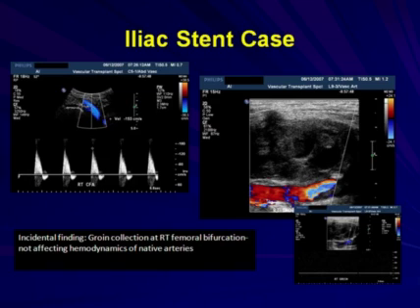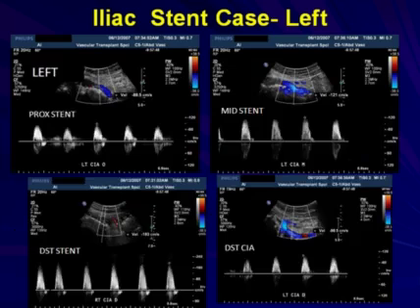As we went further down into the groin at the level of the femoral bifurcation, there was a large collection noted. This was measured. It was Dopplered to make sure that there was no flow within it, and this was probably associated with the original procedure at the time of stent placement, not affecting any of the hemodynamics of the vessels.